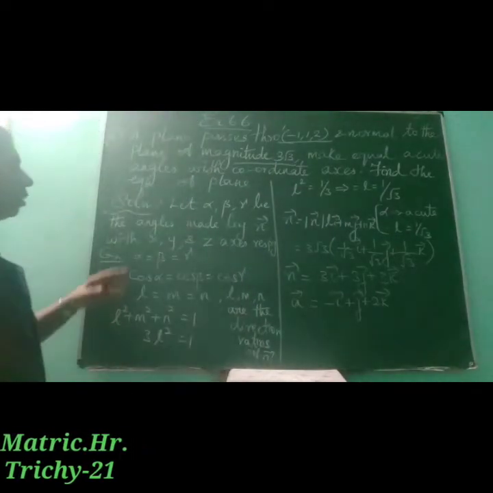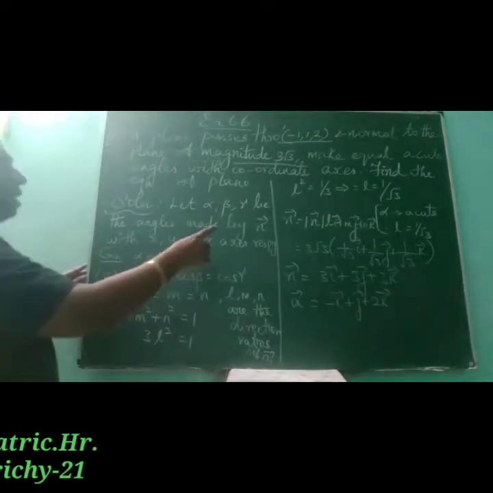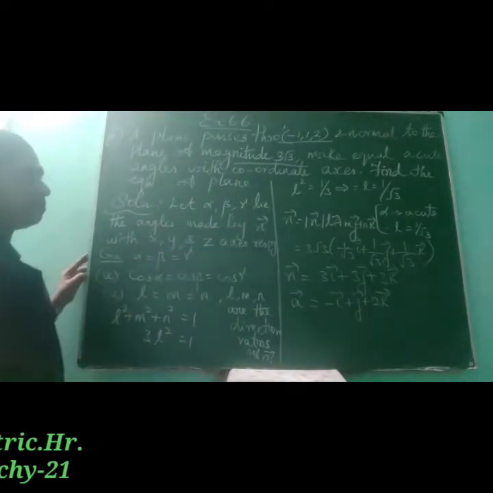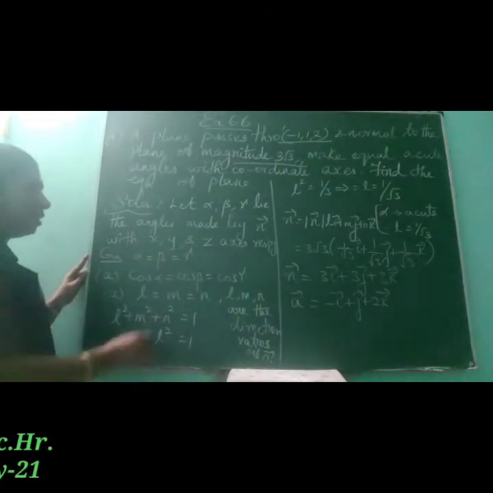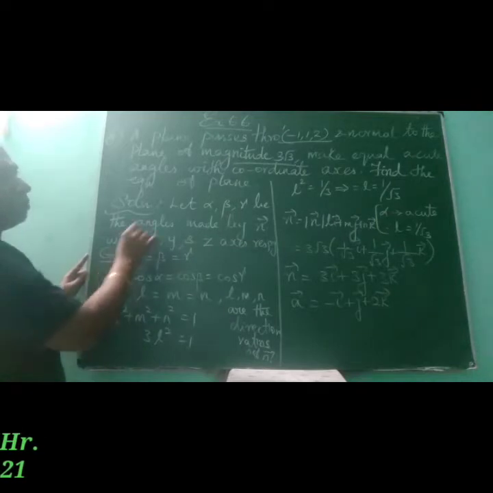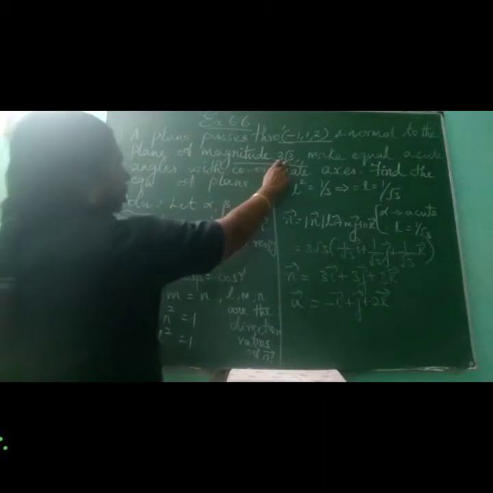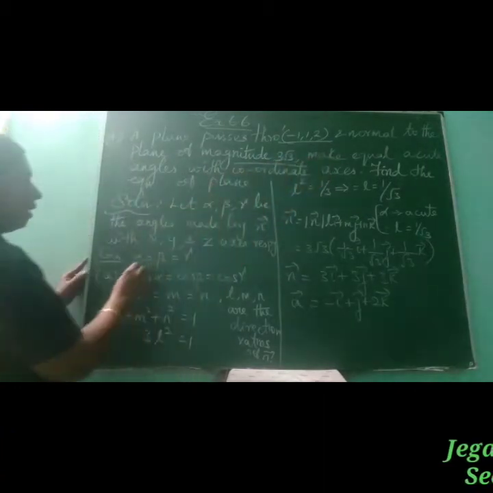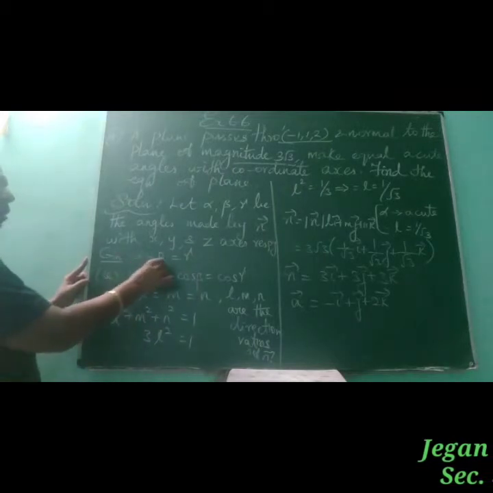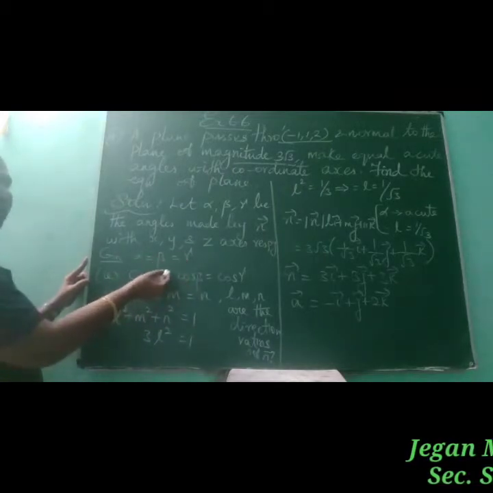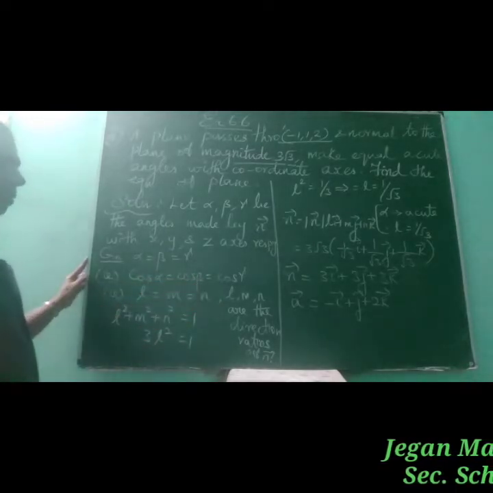So first we can assume alpha, beta and gamma are the angles made by the normal n vector with the coordinate axes. Coordinate axes means x, y, z. Then in the question itself it is given that the normal to the plane of magnitude 3 root 3 makes equal acute angles. So all the three angles are equal. So alpha equal to beta equal to gamma. So considering the cosine, cos alpha equal to cos beta equal to cos gamma.